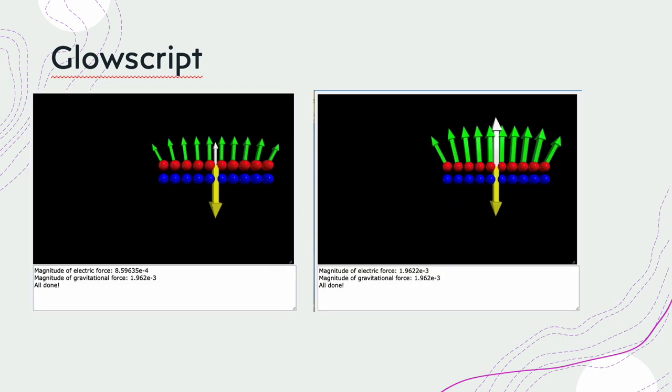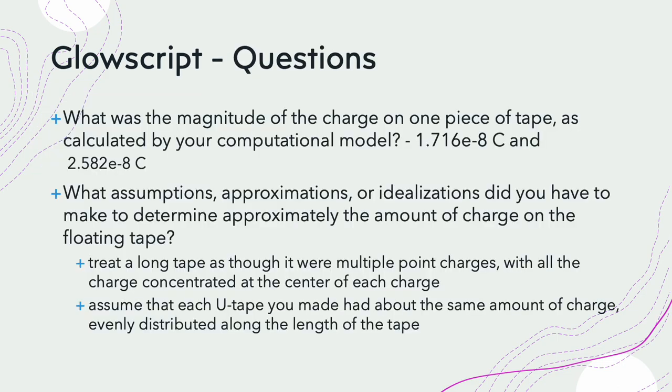Here's two more pictures of the results of the GlowScript. Again, on the left, the Lab 1 charge is used, and on the right, the new theoretical charge is used, in which the force of gravity and the electrostatic force cancel each other out.